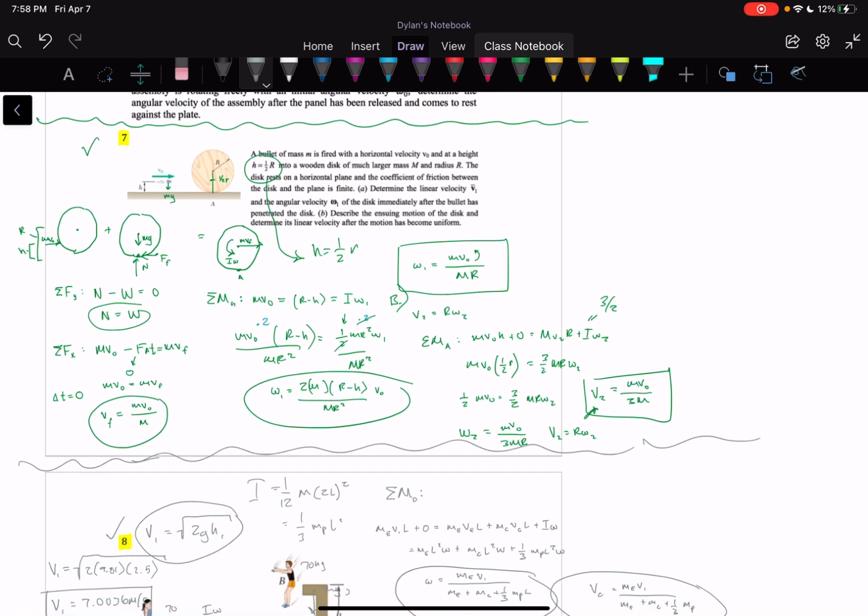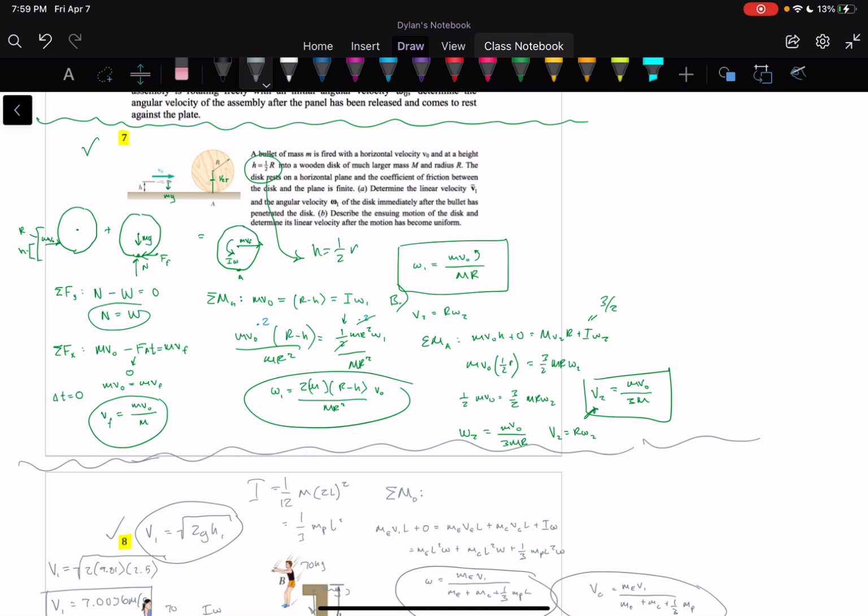Number 7. This one was a little bit harder for me to understand. But basically the bullet, I drew all of my sum of forces over here in a linear diagram, and then to the right that equals my rotational or angular velocity and momentum.